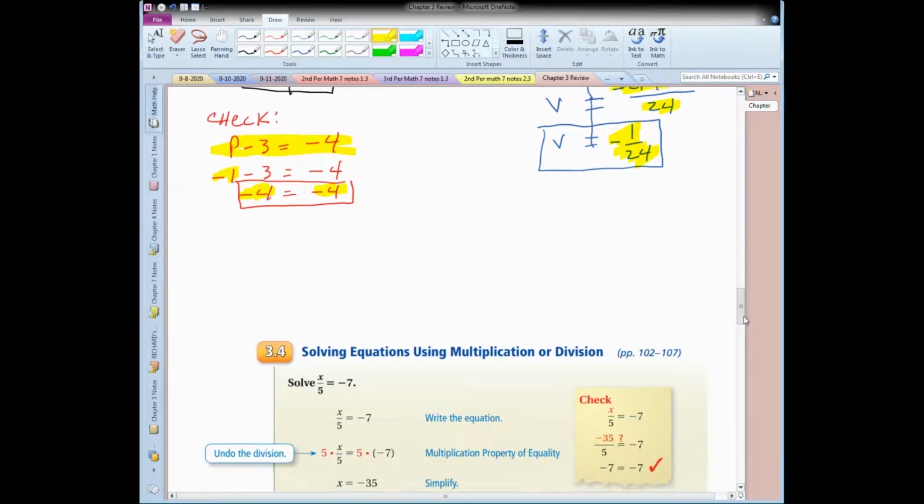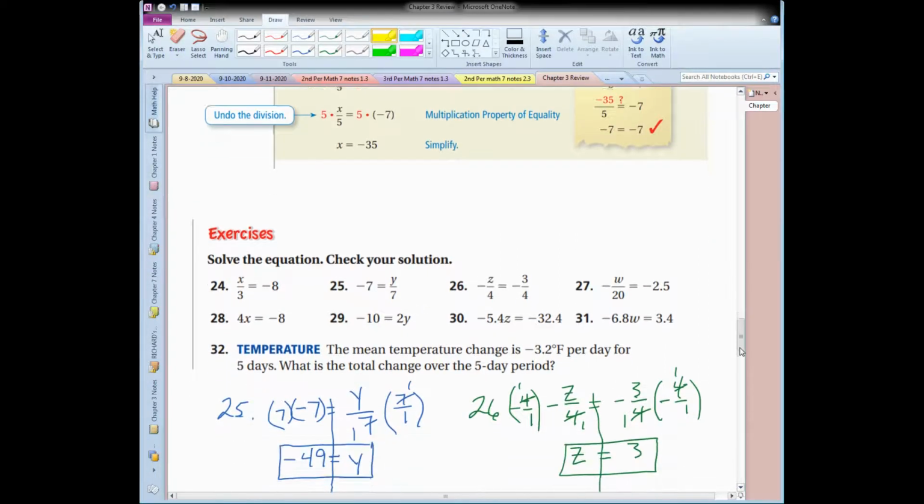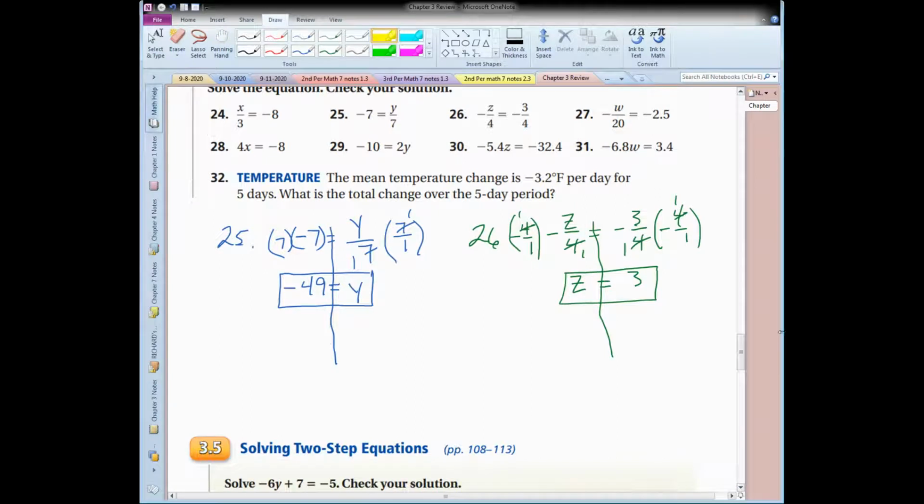We got it right. Then we learned how to solve equations using multiplication or division. And you can see I did a couple problems here. I did number 25. So y is divided by 7. So then I have to multiply it by 7. I'm dividing by 7. The inverse operation is multiplication. And if I multiply the right side by 7, I also have to multiply the left side by the same thing, or else the equation is no longer equal. I do the math. Remember multiplication, same sign, positive answer, different signs, negative answer.